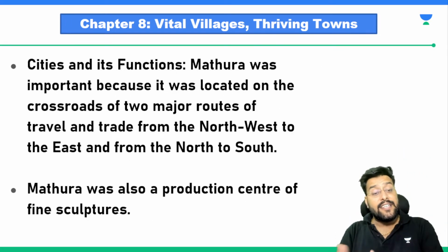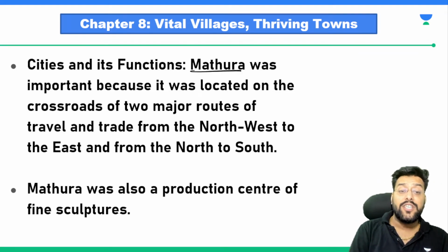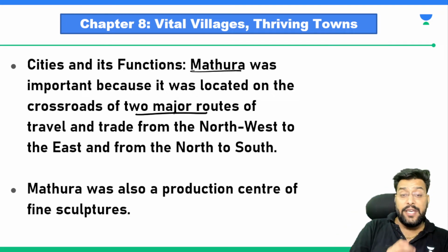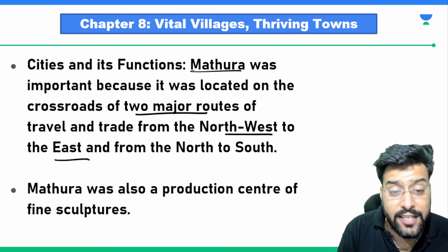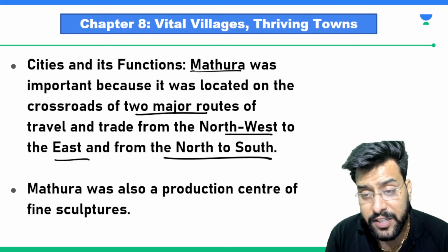Then there were certain cities that were flourishing. Mathura was one of such cities. It was important because it was located on the crossroad of two major routes of travel. The trade from north to west to east and from north to south. So what was happening? The trade from northwest.